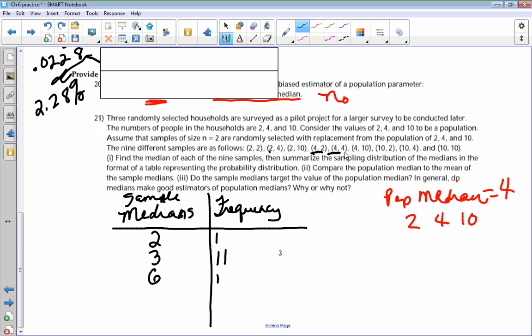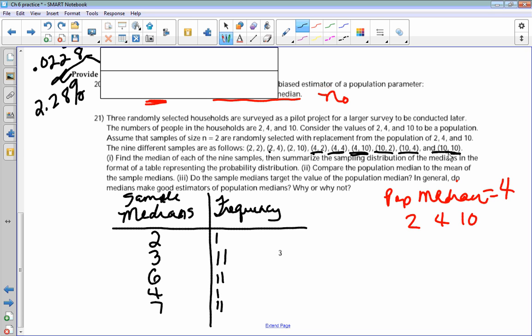Here we're going to have 4, 4. So of course my median is simply 4. We have one of those so far. 4 and 10. If I add 4 and 10, I get 14. Divide by 2, I get 7. And of course I have one of those so far. My next one is 10, 2. Adding those and dividing by 2, I get 6 again. So I have another 6. 10, 4. Adding those again, 14 divided by 2 is 7. I'll have 2 of those.